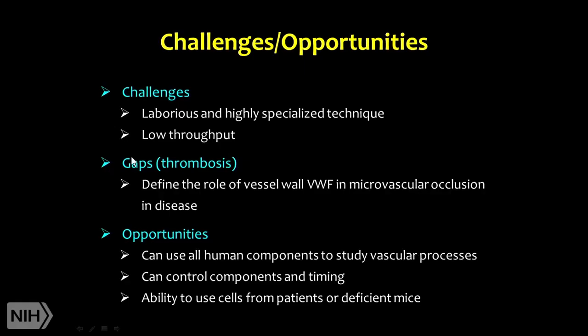The gaps in terms of thrombosis, I would say, are that we still have to more precisely define the role of von Willebrand factor and platelets in a lot of these diseases of microvessel occlusion. But there are lots of opportunities in that we can use all human components. We can control the components and the timing of their use. We can be reductionist or we can not be reductionist. And we have the ability to use cells from patients or deficient mice.